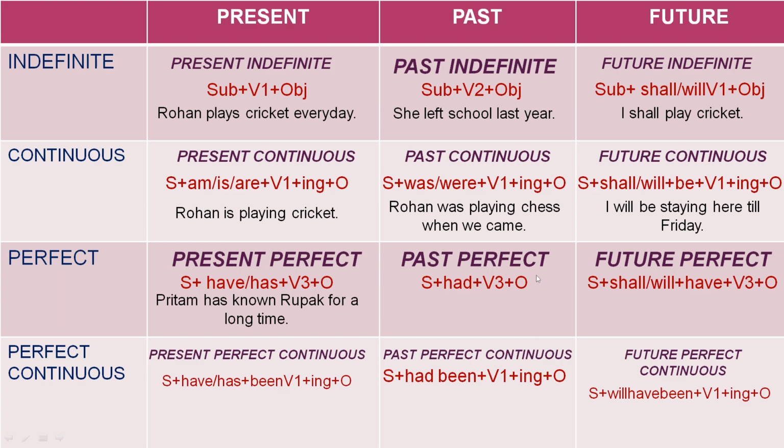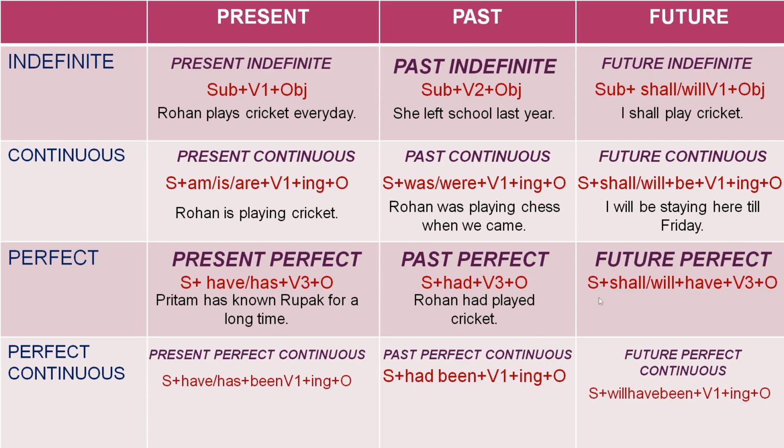Next one is past perfect. The rule is subject plus had plus V3 plus object. Example, Rohan had played cricket. Rohan is the subject, had is the helping verb, V3, that means the third form of the verb, that is played, and the object is cricket.